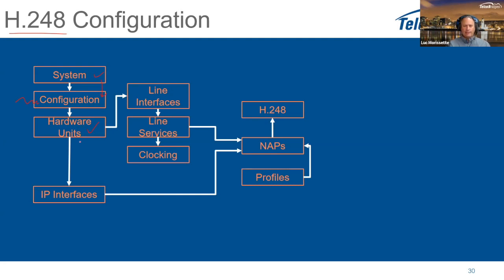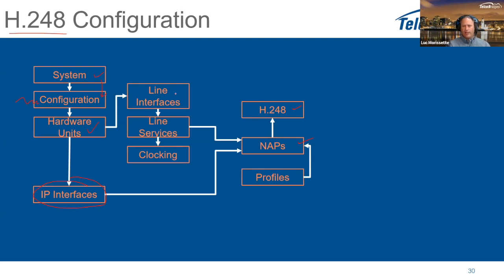So there are two paths you want to follow here. One is the IP path. So you will have the IP interfaces, which will be IP interfaces of the H248 and also the RTP streams, which will be configured in the network access points here. Okay. So you will have this here.